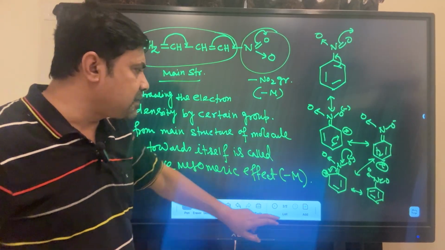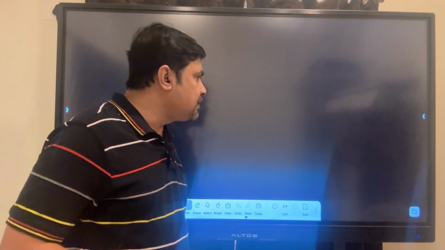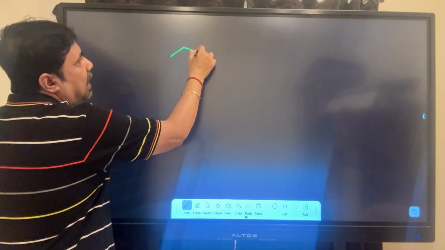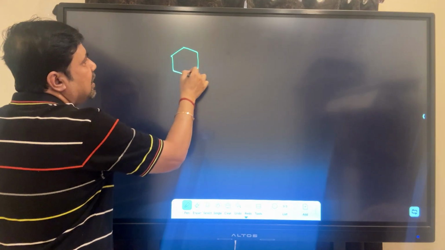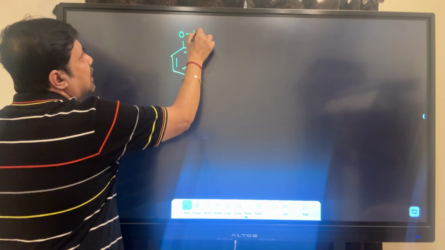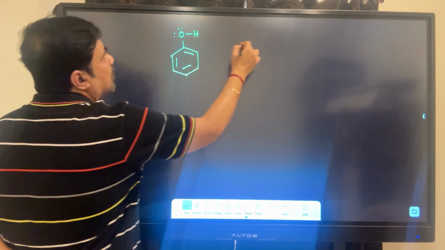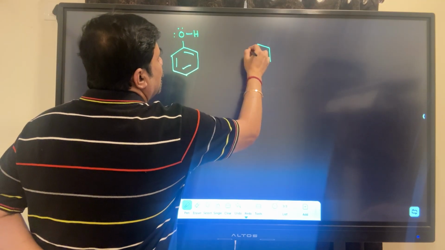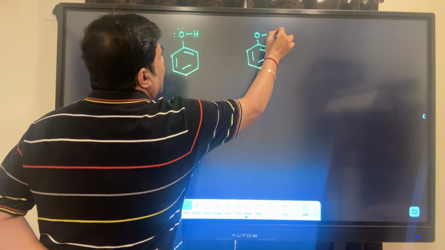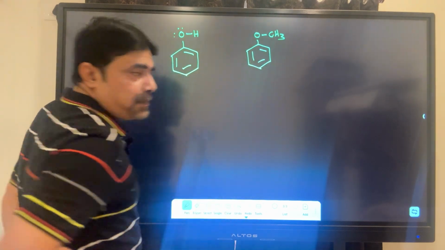If you look at the plus M effect, that means there is a certain group. I am taking the help of a benzene ring. Suppose here is attached an OH like this. So here also attached is an OCH3. This question and this model is very important from the question point of view.